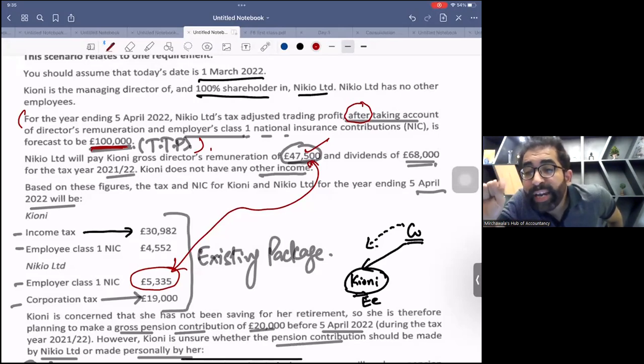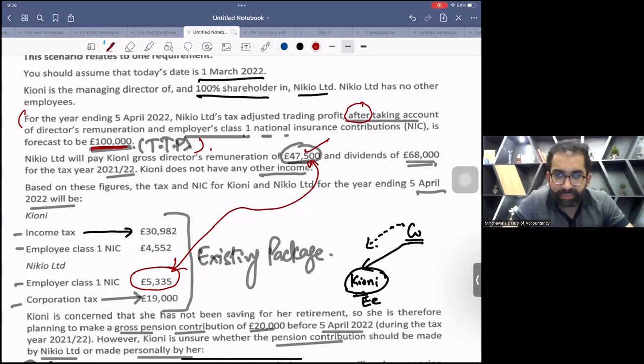So now you need to just deduct additional salary and additional class 1 employer NIC. You're not getting it, my dear students? From this 100,000, the 47,500 and 5,335, the existing salary and existing class 1 employer NIC, are already deducted. So for revised corporation tax, you have to deduct additional things, not total, additional. Come on, use your brain. Additional salary was 20,000. The additional class 1 employer NIC, I will tell you.